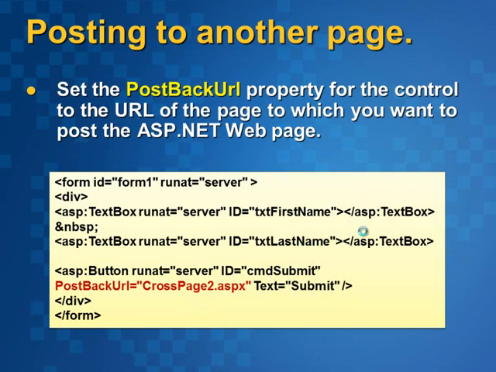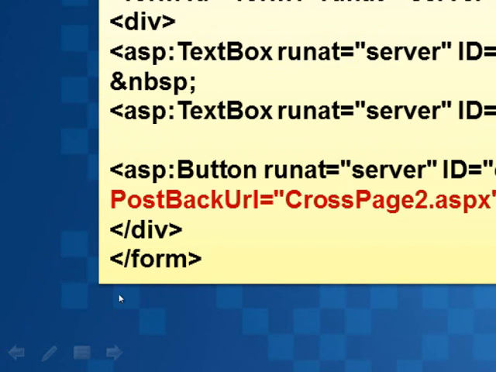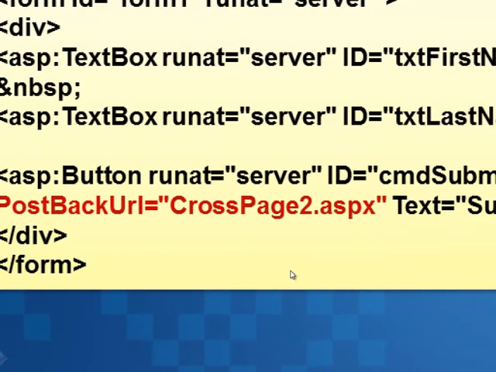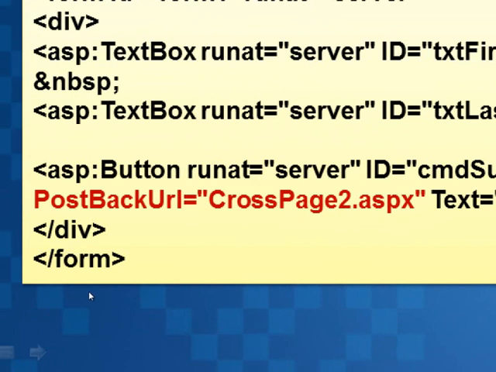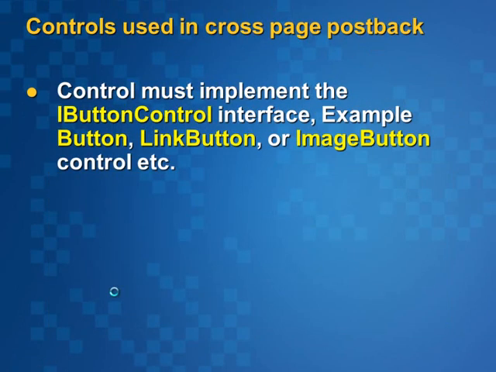How do I achieve that? If you want to achieve cross-page posting, then you have to go to the button. You never used to write anything special on the button. On the button, just put one extra attribute, and that is the PostBackUrl, saying to which URL you want to submit it. So when they click on this button, the values will not be sent to the same page. Instead, they will be sent to some other page. That is the meaning of the PostBackUrl.